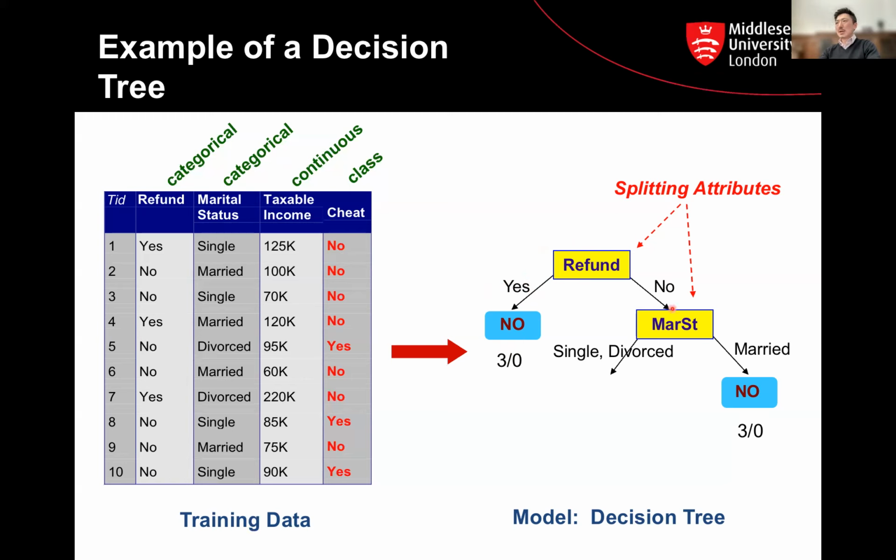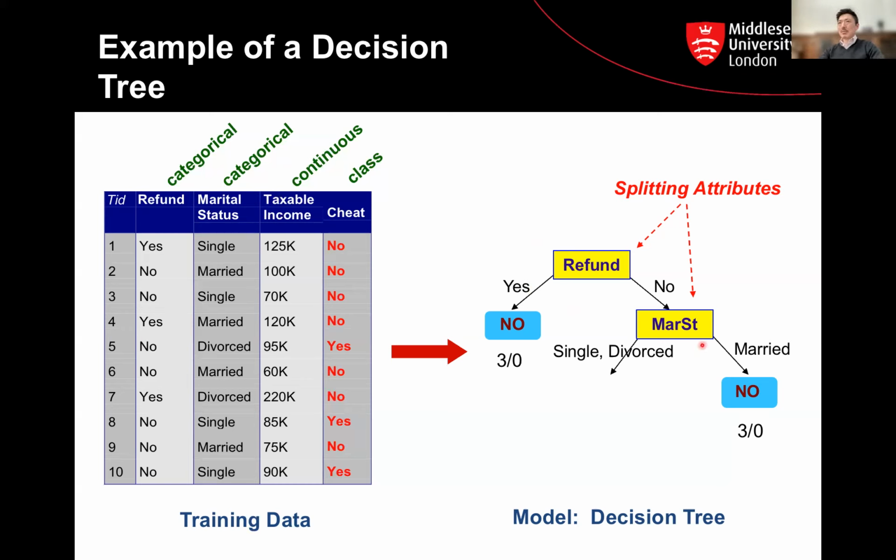And then on the other side, because you only have 2 possibilities, the other side is refund is no. For the no's, sometimes it's yes, sometimes it's no, so you have to divide this further. You can use either marital status or taxable income, but you're not going to use refund again because it's used already here.